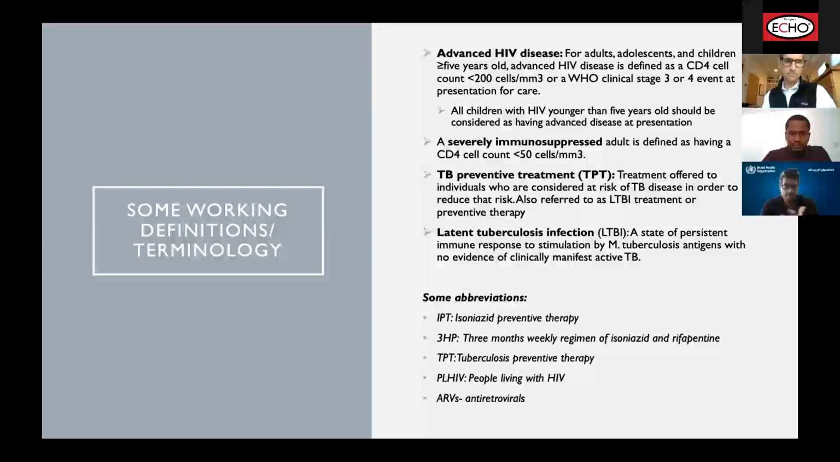And again, TPT is treatment offered to individuals who are considered at risk of TB disease in order to reduce that risk. It is also often referred to as LTBI, or just generally preventive therapy. And there are also some abbreviations at the bottom for your reference.